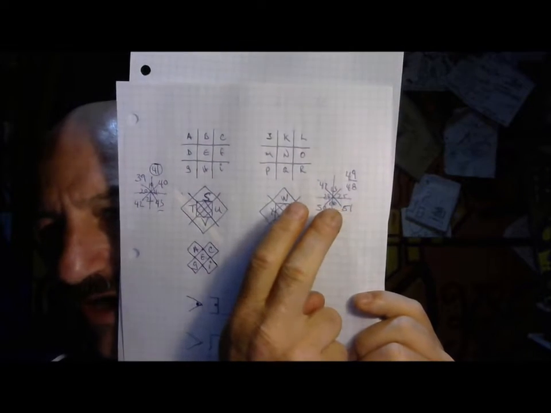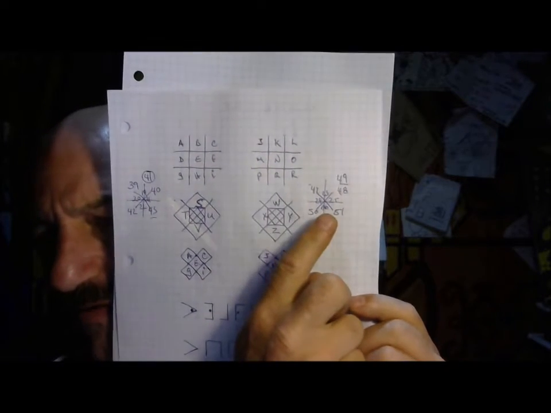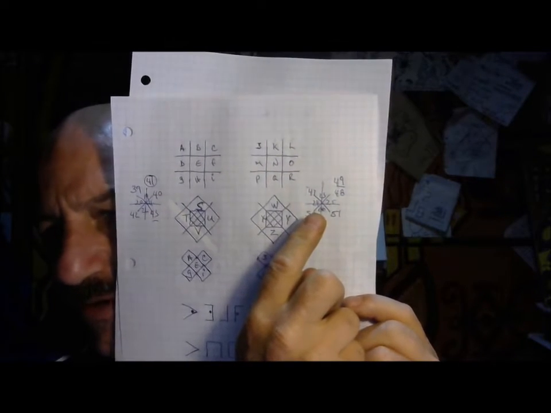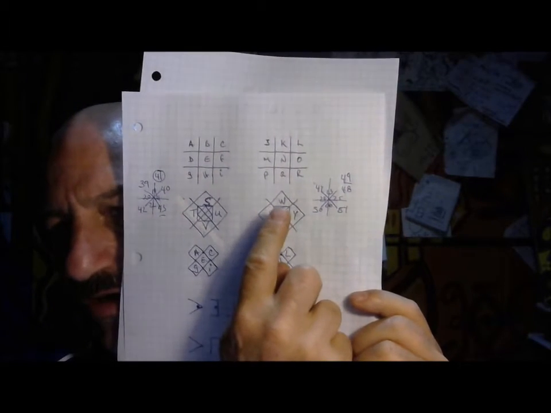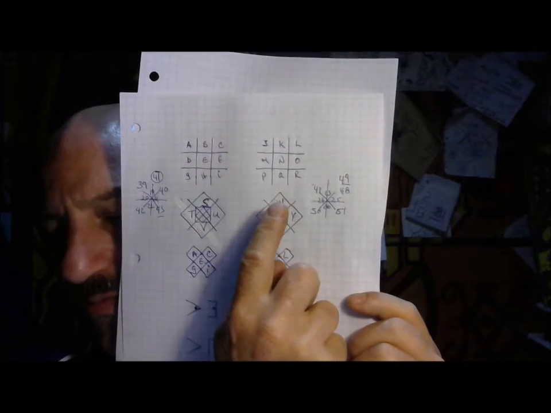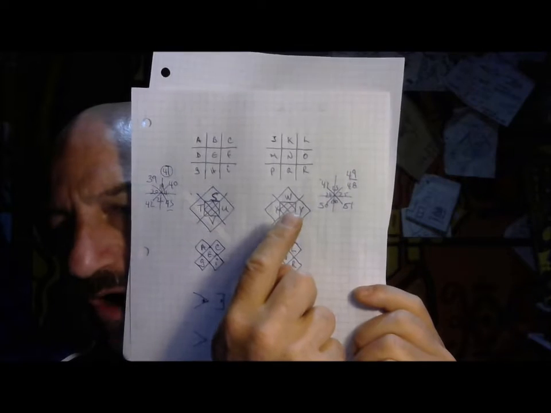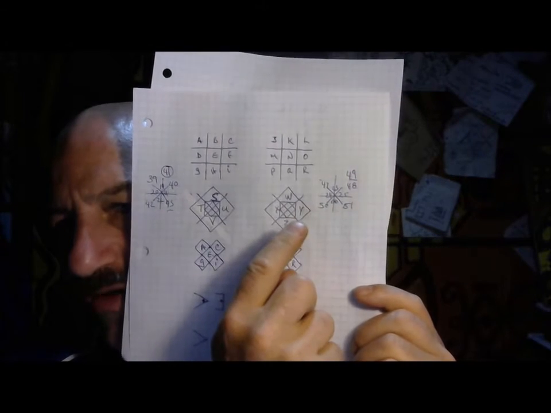47 and 51 is 98. 50 and 41 is 99. That's pretty funny. Does that really work out? Let me see. W and X, 24 and 23 is 47. Z and Y. Y is the X, Y, Z. That's 51 and 47 is 98.